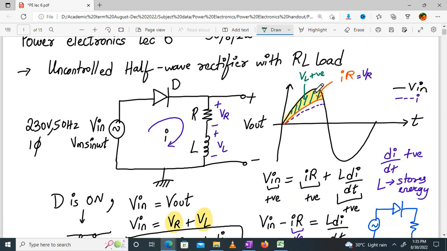So actually my yellow color shaded area is my energy stored by the inductor, because my di by dt was positive. It was storing because current is building up now. Whenever current builds up in an inductor, it stores energy in the form of magnetic field. That's the property of an inductor. Okay, this much clear. Now pay attention please.